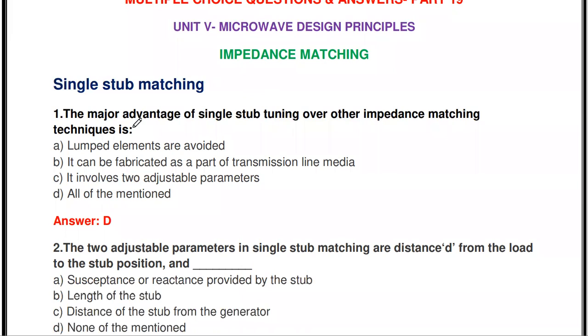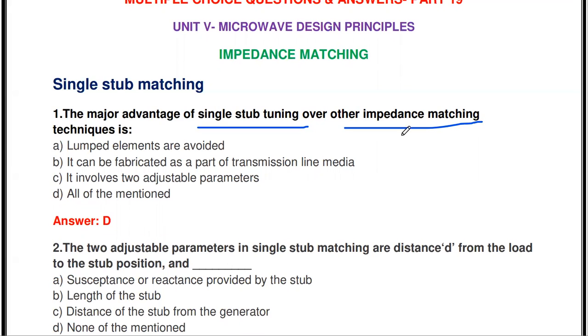So the first question: what is the major advantage of single stub tuning over other impedance matching techniques? Lumped elements are avoided. It can be fabricated as a part of transmission line media. It involves two adjustable parameters. All of the mentioned. So all of these are the advantages of single stub tuning over other impedance matching techniques.